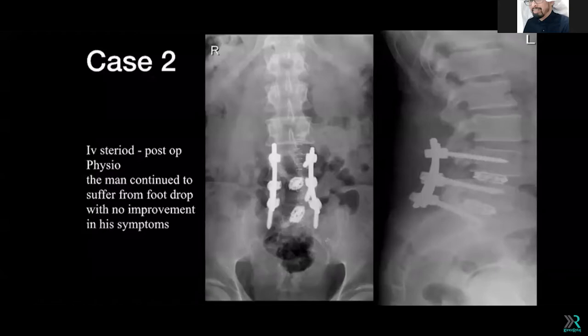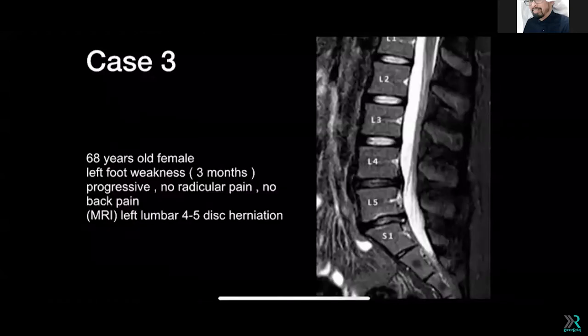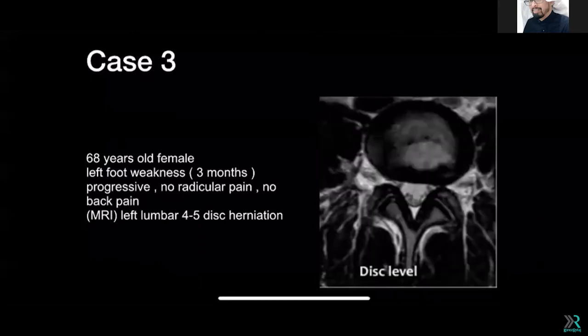The third scenario I would like to present is a 68-year-old female. She had left foot weakness for 3 months, which has become progressive. No radicular pain, no back pain. The MRI shows a lumbar protrusion at L4-L5. On the sagittal view, it is not clear that there is a severe stenosis. You see there is some discordance between the symptoms and the MRI; it is not clear that there is a severe stenosis compressing the nerve.